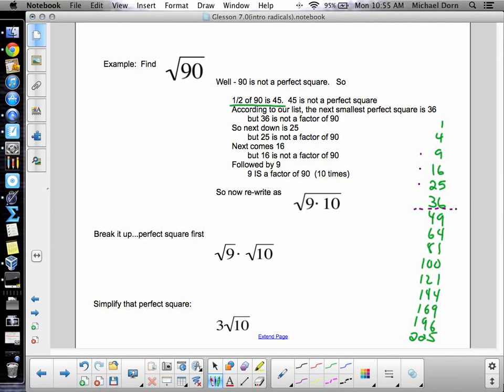Now, very intentionally, I put the perfect square one first. I don't put the larger one first, I don't put the smaller one first. I put the one that's perfect square first. Now, since rules for multiplying radicals are nice, I can break that up. Square root of 9 times 10 is the square root of 9 times the square root of 10. But the square root of 9 is the one that simplifies. It's 3.